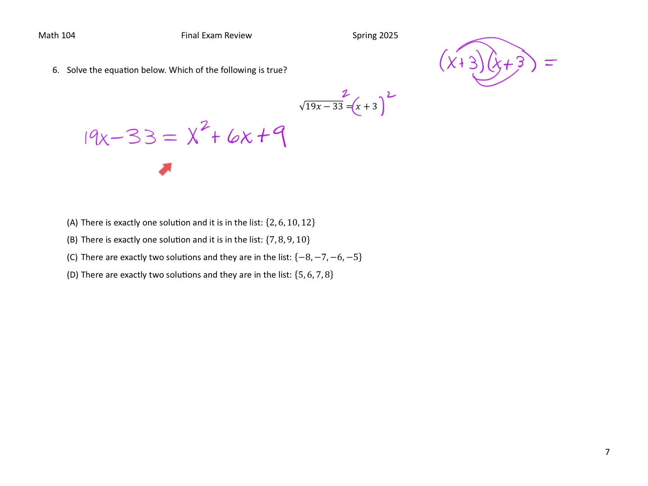Now, again, I have a quadratic equation, right? Because I have an x squared. So I want to make one side 0, and either I'll factor or I'll use the quadratic formula. So I want to have a 0 over here. I'm going to move the 19x and the 33 to the other side.